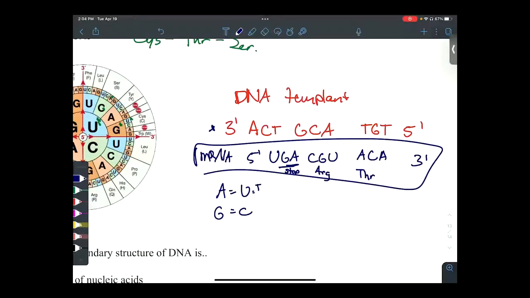Do we have to memorize what people... No.